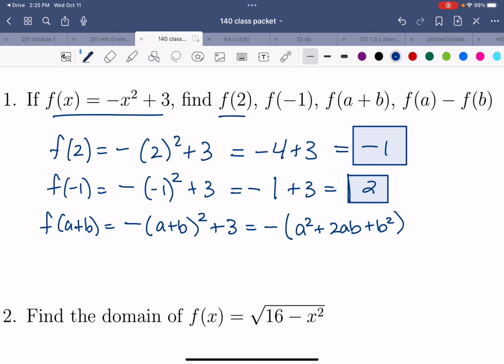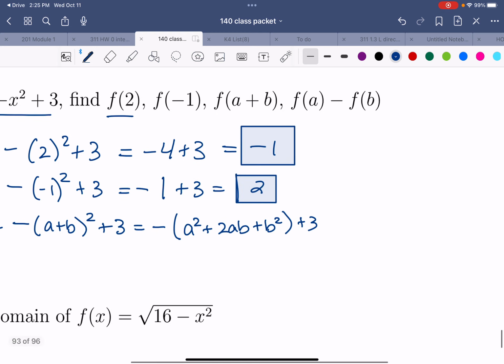If you need to FOIL it, please do. And then distribute your negative. So this is negative a squared minus 2ab minus b squared plus 3.